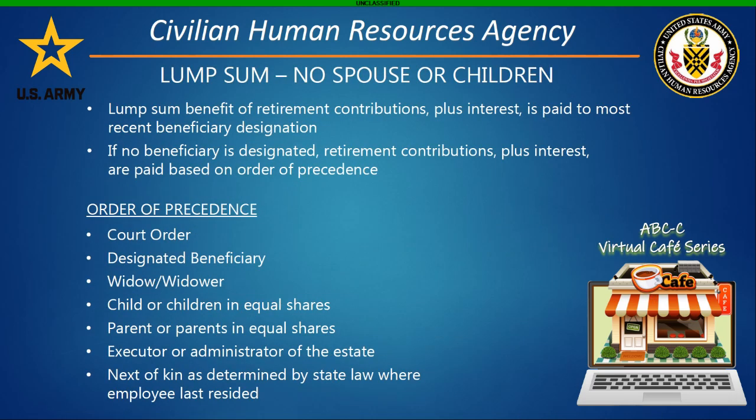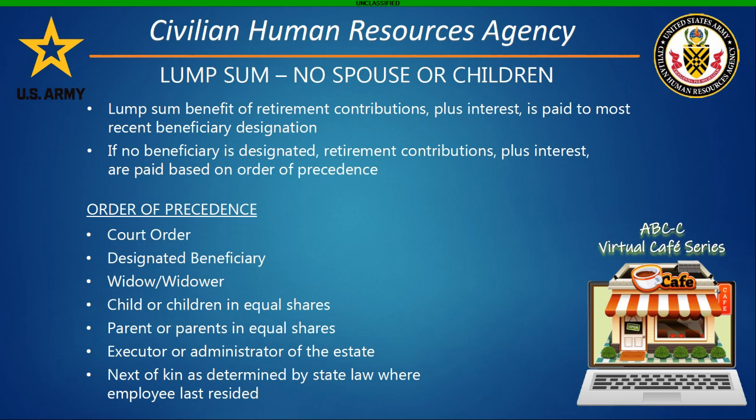The next one is, in the event of a deceased employee with no surviving spouse or child, a lump sum benefit of retirement contributions plus interest can be paid to the most recent beneficiary designation on file. Or if no beneficiary has been designated, then that lump sum payment will follow the order of precedence that is listed here. We talked about the order of precedence earlier. So this is what OPM follows if no designation of beneficiary is on file.